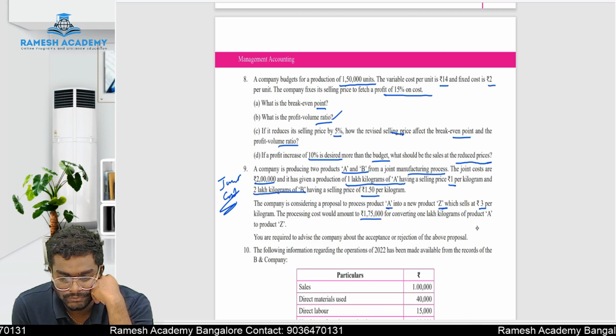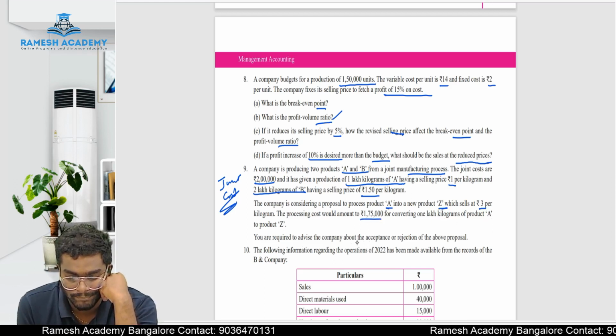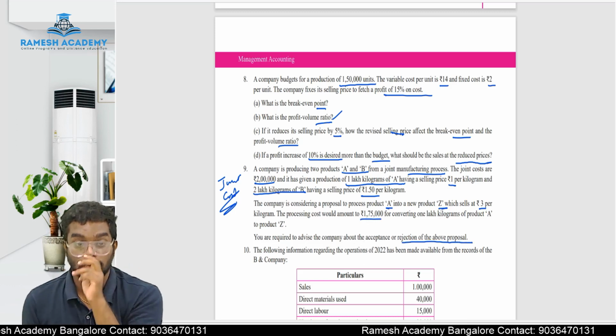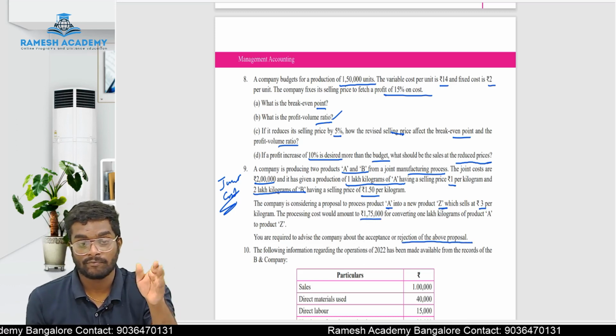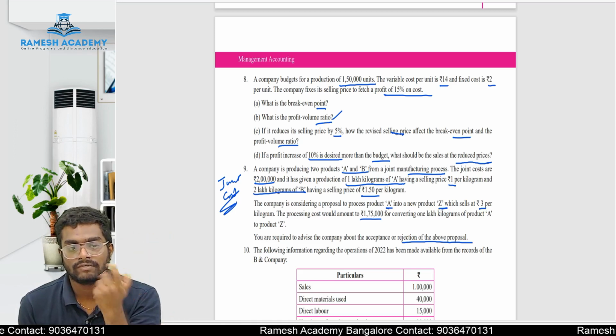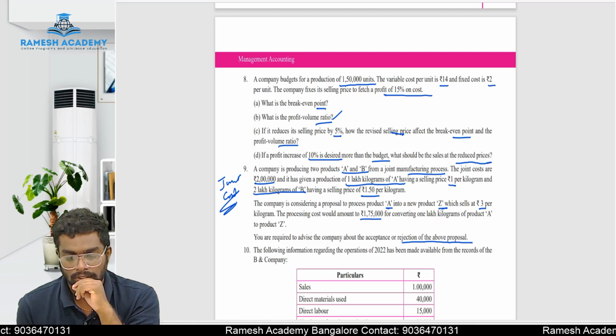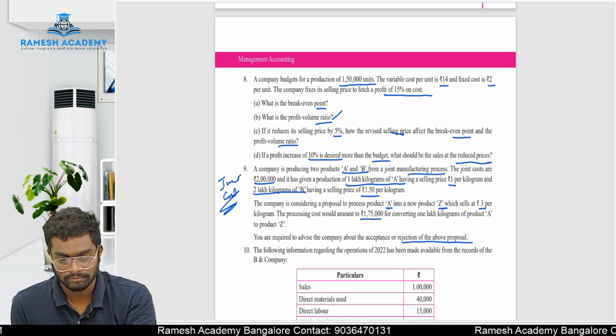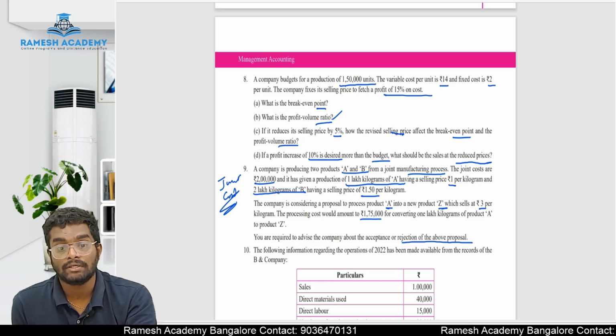The processing cost is 1,75,000, converting 1 lakh kilograms of A. You are required to advise the company about acceptance or rejection of the above proposal. So first we will see at split off point how much profit it is making. Then after that, how much it is making. We will find which is better. Before that, we have to distribute the joint cost based on sale at split off point.